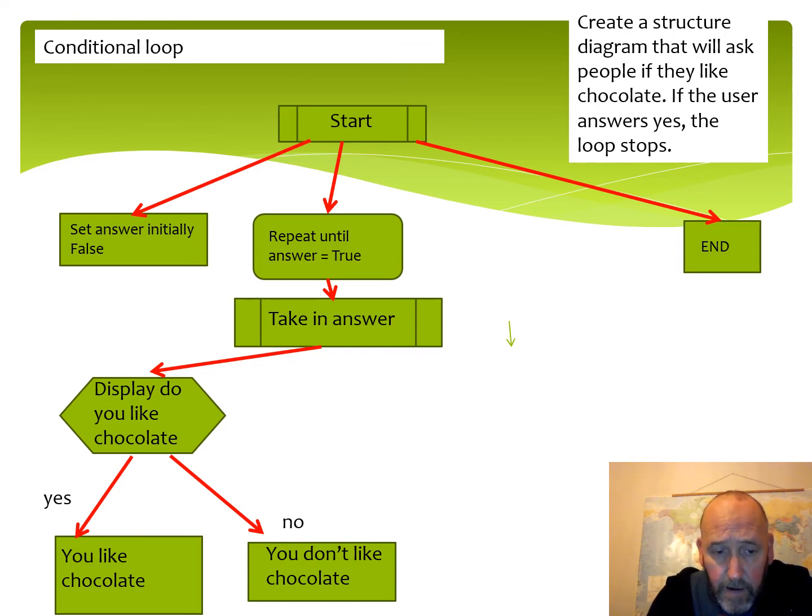We repeat this basically until somebody says yes. If they say yes the first time, then that's it. If, however, they say no, it repeats again. It repeats again, it repeats again until they say yes. As soon as they say yes, as soon as the answer is true, the program ends.